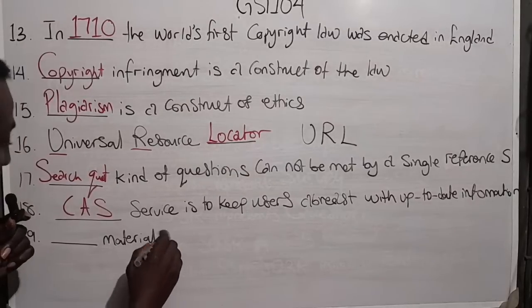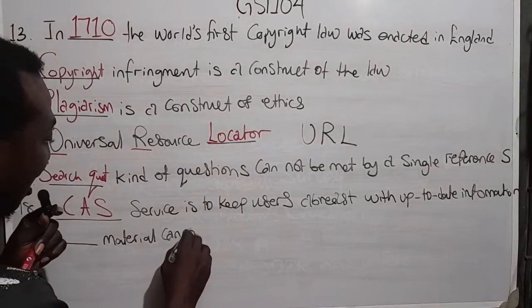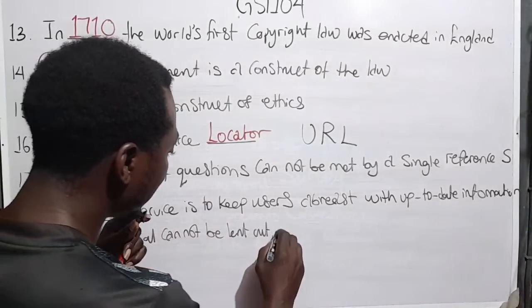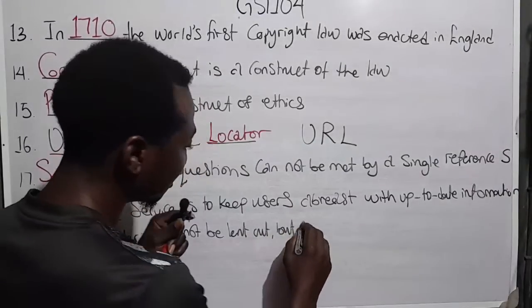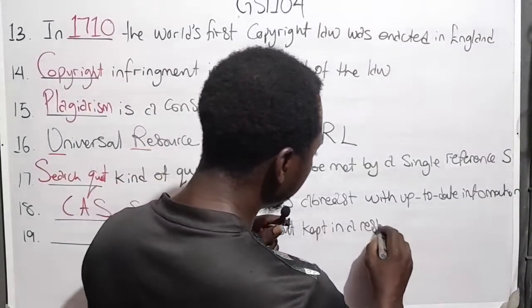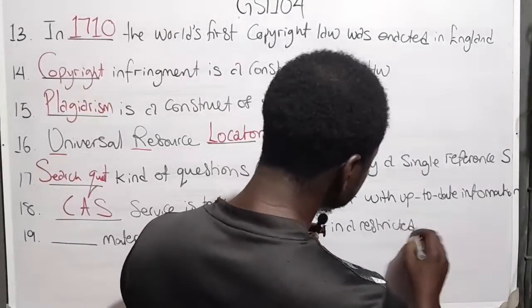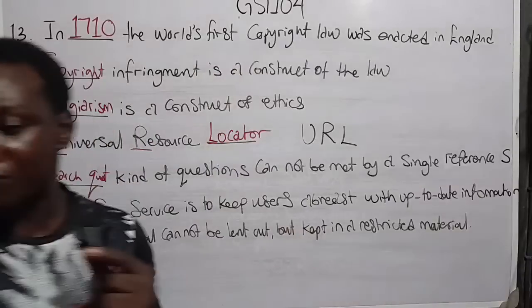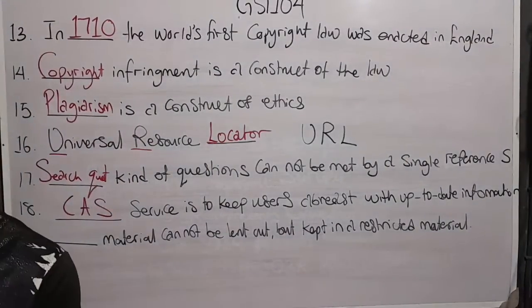Dash material cannot be lent out, but kept in a restricted material. There's this question I'm even looking for. I can't seem to find the question.